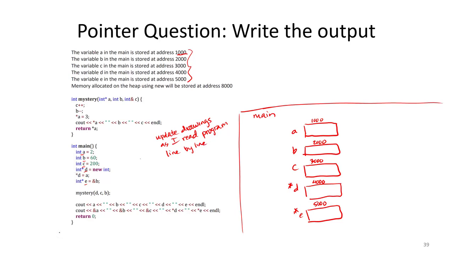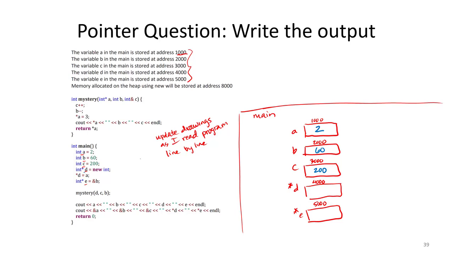It can often be helpful to use different colors while doing this, so consider having different colors available. First line of code, I say int a equals 2. So I go to my a variable and I assign it the value 2 inside its box. Int b equals 60, so I go to my variable b inside my memory and I give it the value 60. Int c is 200, so I give c the value 200.